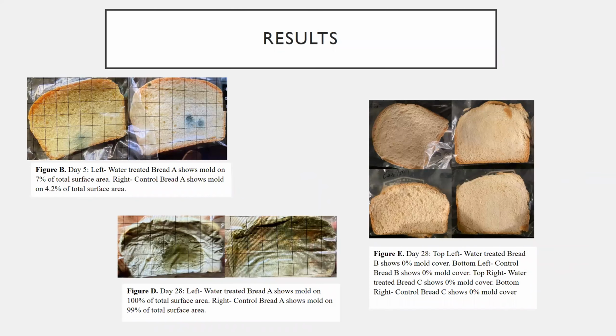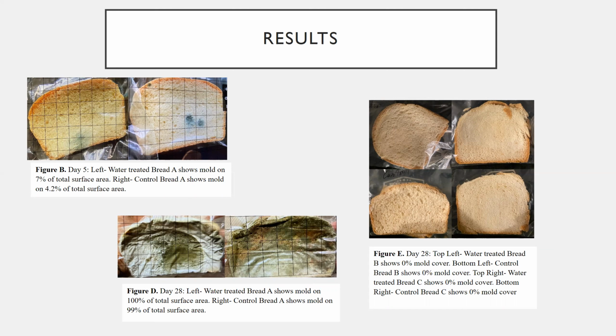And this is a little bit more of the images that I took in order to figure out this information. On the top left, you see figure B, which is at day 5 of both bread A's, and shows a little bit of total surface area covered by mold. And then in figure D, it shows the 100% and 99% total coverage of mold on bread A. And it was a significant increase over the course of those 23 days.